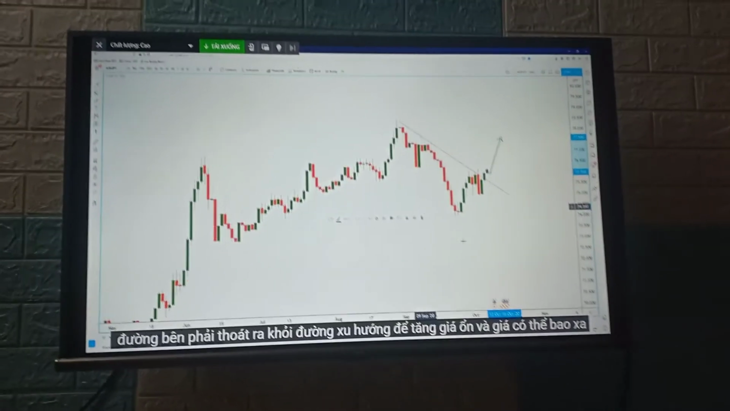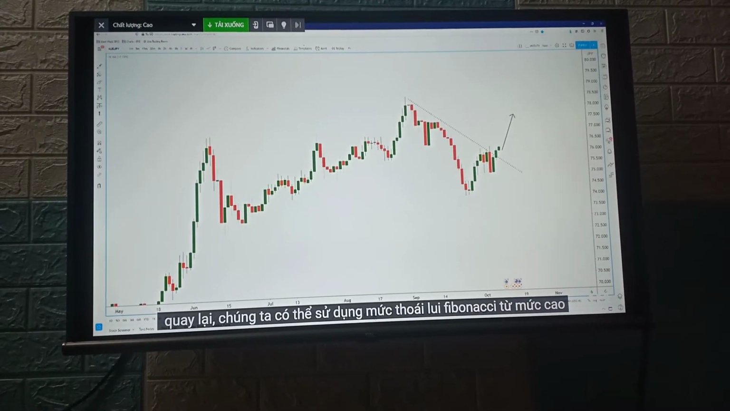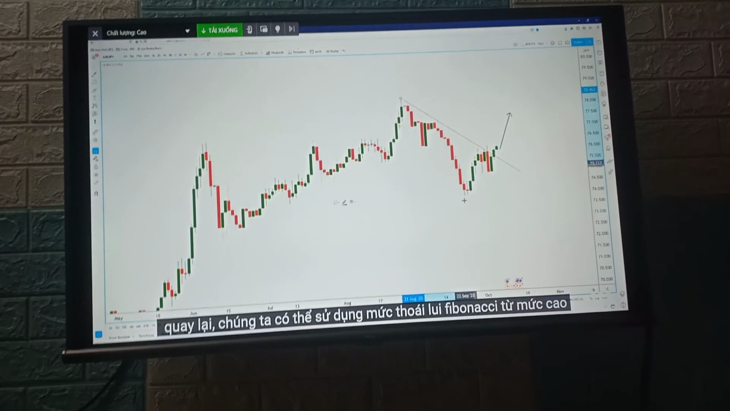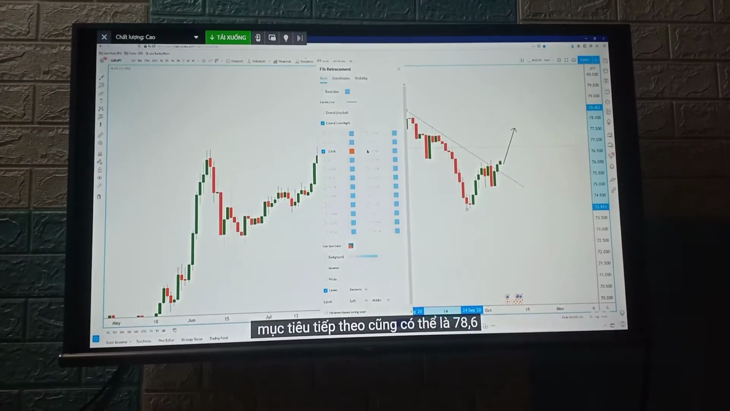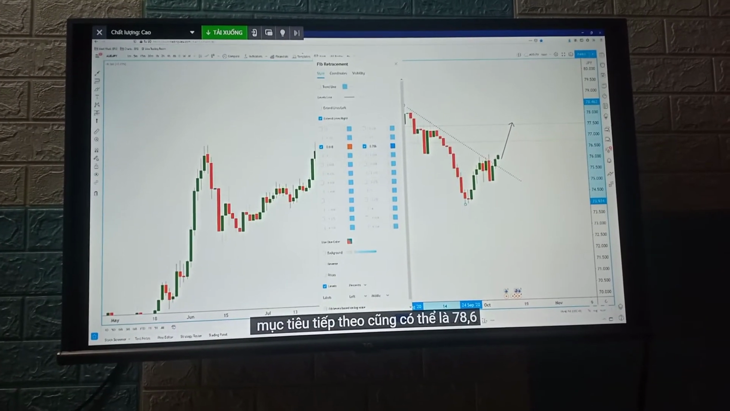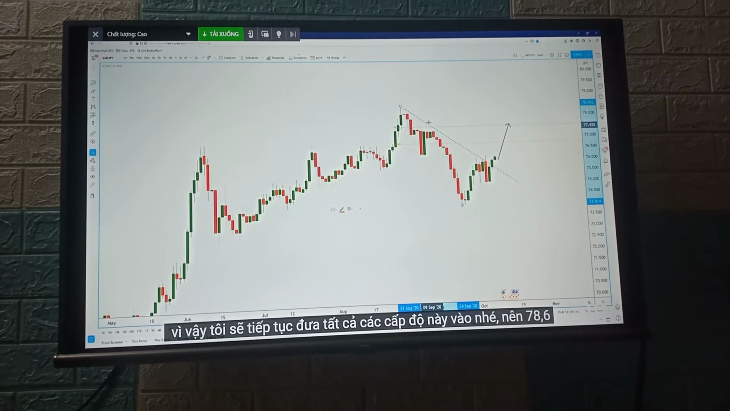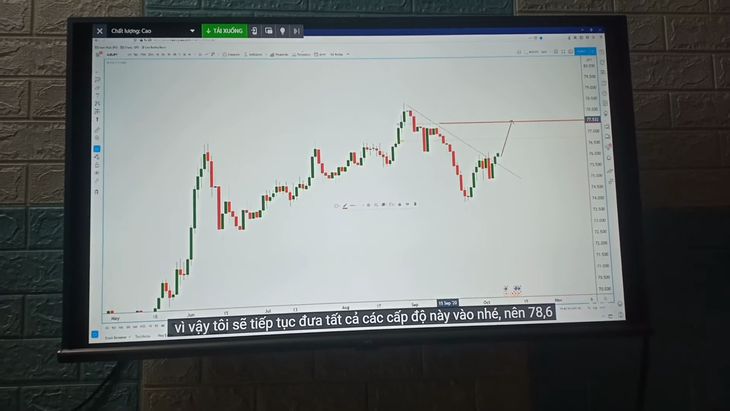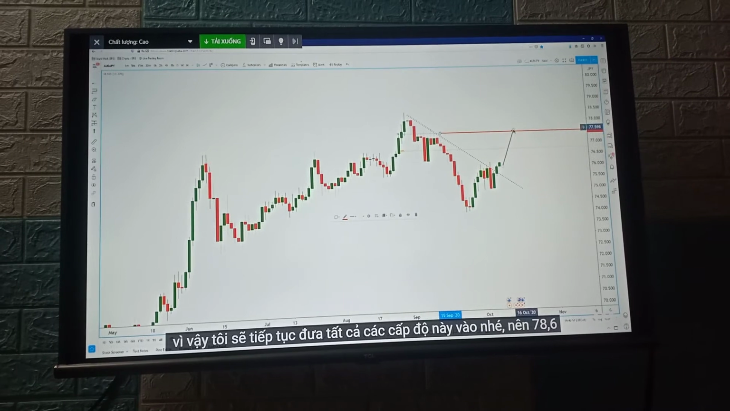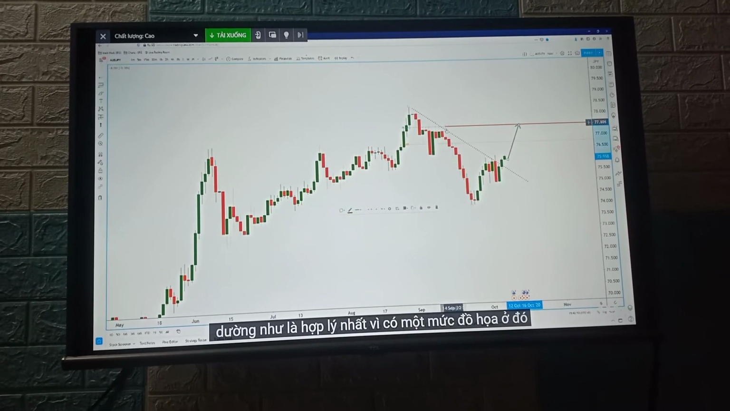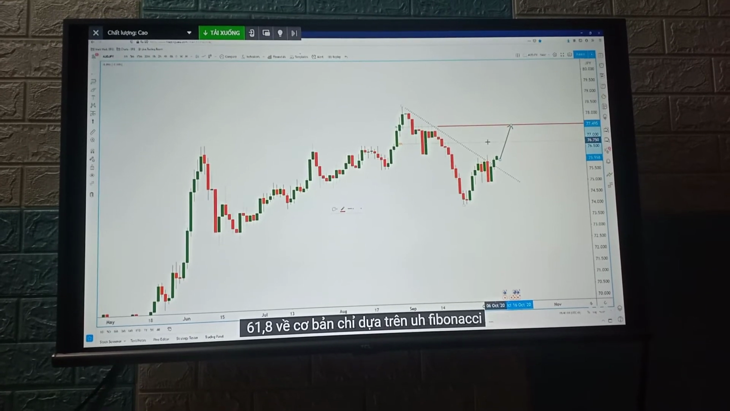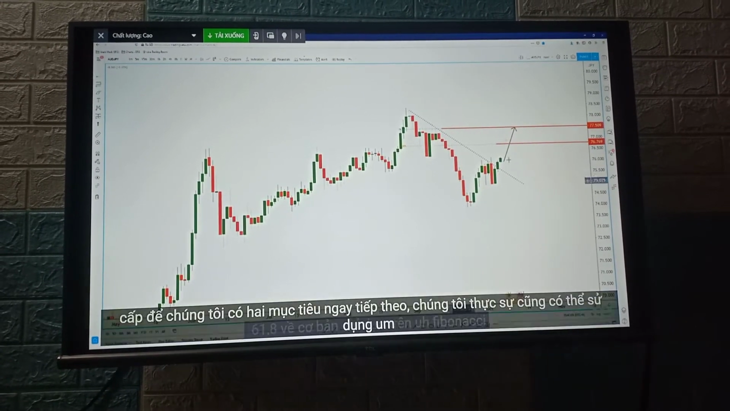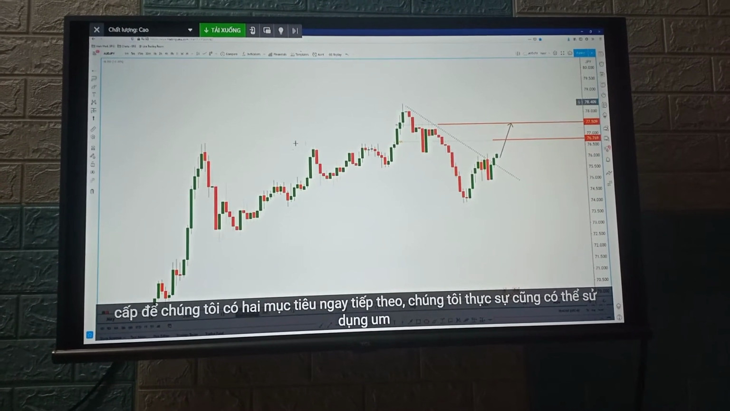And how far can price come back up? We can use Fibonacci retracement from the high to the low. The first target that we have is the 61.8. The next target that is also possible is the 78.6. So I'm just going to go ahead and put in all these levels. 78.6 seems to be the most plausible because there's a graphical level over there. 61.8 is basically just based off the Fibonacci level. So we have two targets.